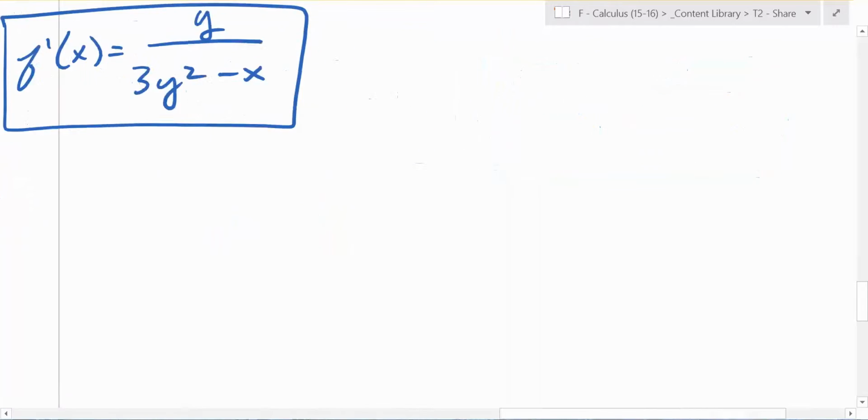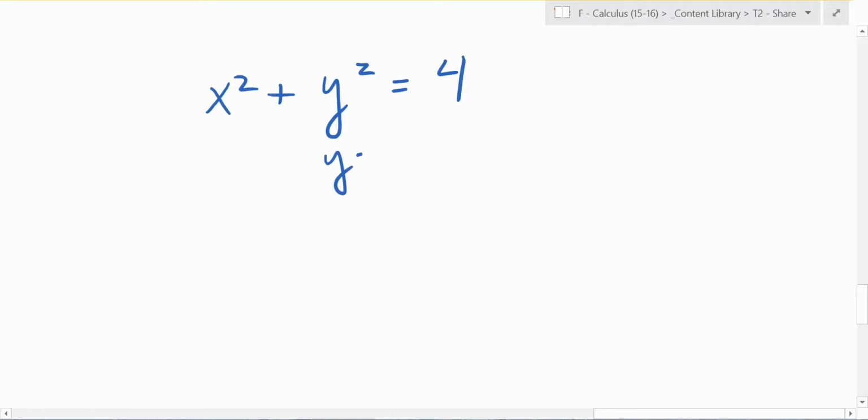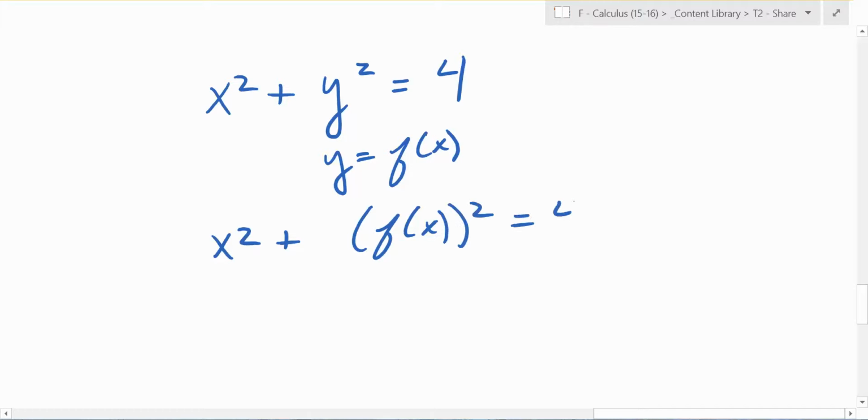So let's look at this. What was that original function we looked at? We had x squared plus y squared is equal to what? 4. What was the first step I gave you for implicit differentiation? Let y equal what? It was the first substitution we did. Y is equal to some function in terms of x. So we have x squared plus f of x squared equals 4. Now we take the derivative in terms of x.